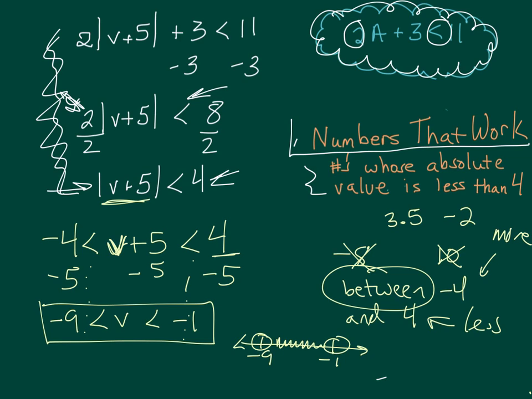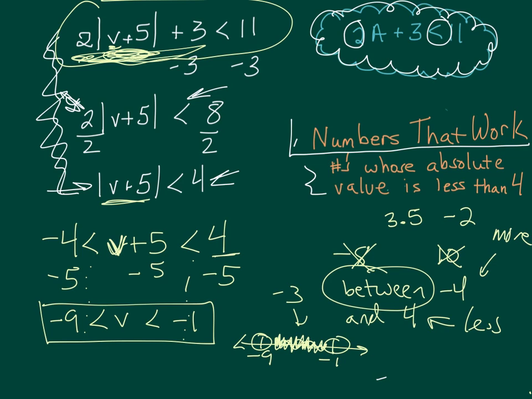And if at any point I'm concerned that it's wrong, I'm not feeling 100% confident, I can pick any number from this region that I want. Anything between -1 and -9. Let's pick a -3, for instance. Go back to the original problem and see if it works. If I put a -3 in here, this whole thing would be a +2. Absolute value of 2 is 2. 2 times this 2 is 4. 4 plus 3 is 7, and 7 is less than 11.